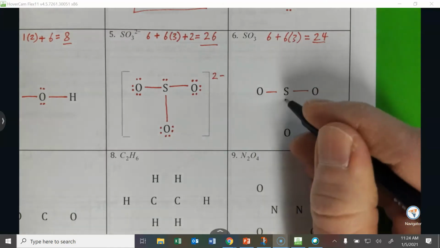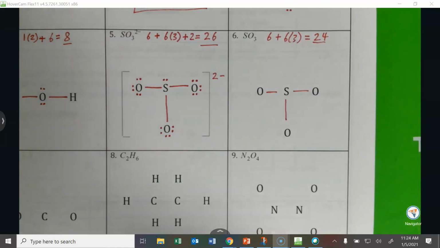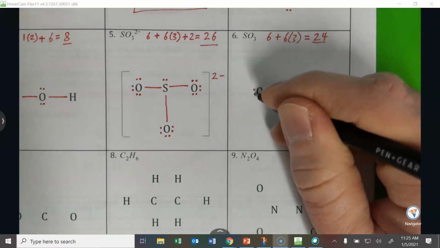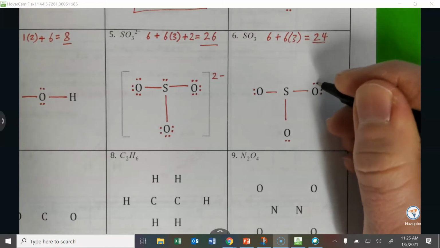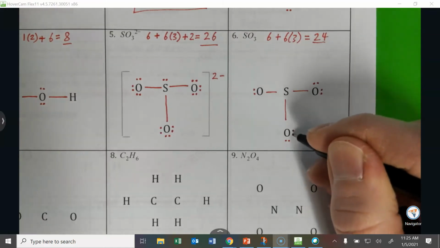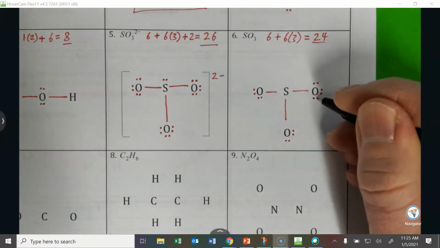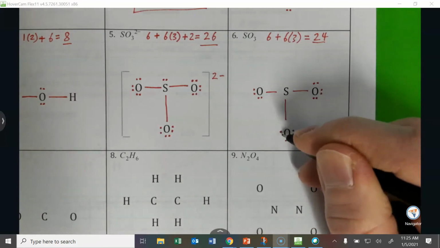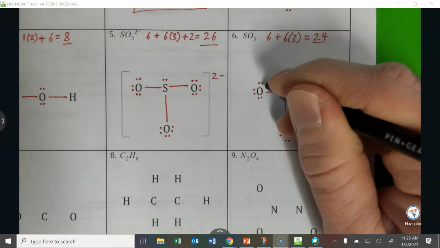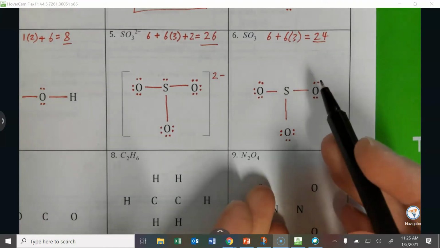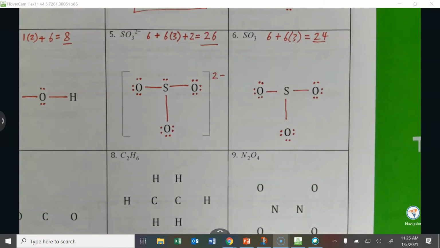2, 4, 6 to get us started off. To the outsiders we go: 8, 10, 12, 14, 16, 18, 20, 22, and 24. Next thing we're going to do is put the leftovers on the central atom. Well, I used all 24 of them, so I don't have any leftovers.